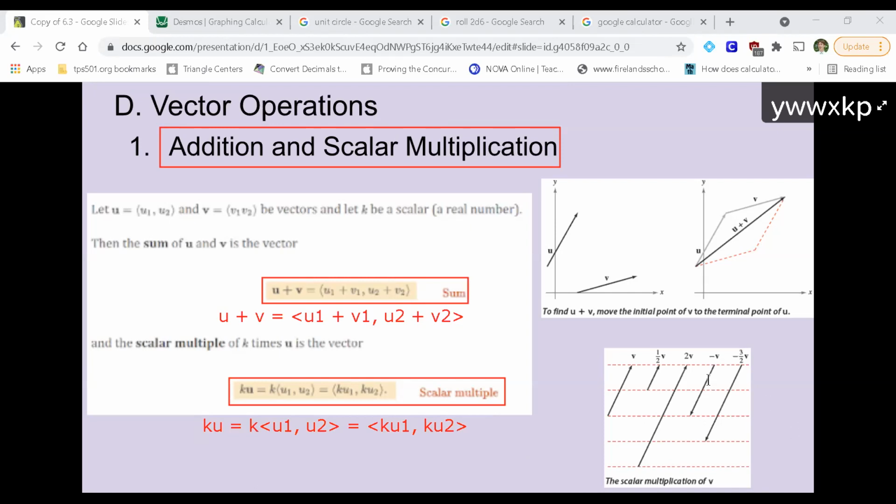This picture shows a bunch of examples of what scalar multiplication would do to a graph. So if you had a vector v here and you multiplied it by a half, you'll notice that it gets half as long. If you multiply by 2, it gets twice as long. If you multiply by -1, that switches the direction of the vector. So instead of going up and to the right, it goes down and to the left. If I multiplied it by -3/2, it would again switch directions and get a little bit longer.